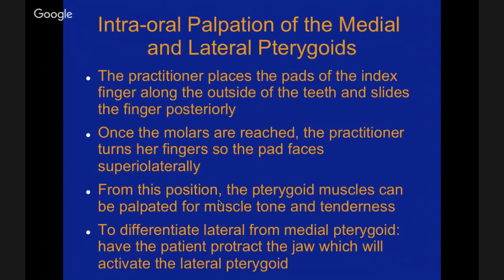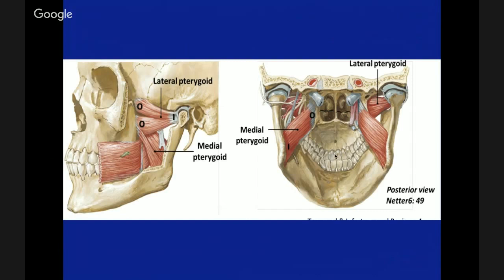So intraoral palpation of the medial and lateral pterygoids is the most efficient way to locate these muscles. So I'll just go to the slide. If the jaw is open, you're sliding your finger back along the teeth and then turning the pad of the finger superiorly and laterally to locate the medial and lateral pterygoid. Having the patient protract the jaw will differentiate the lateral pterygoid from the medial pterygoid, because the lateral pterygoid would be active as the jaw is protracted.